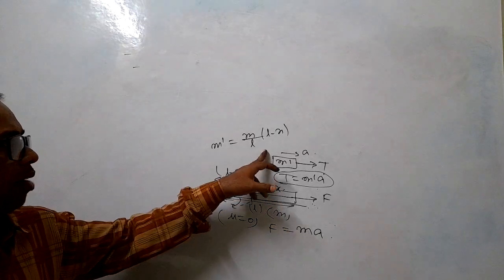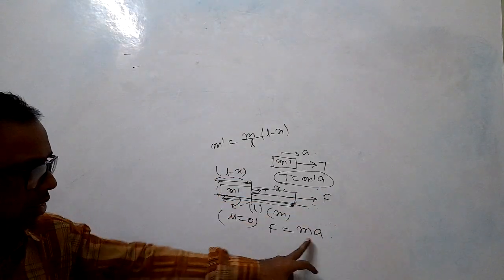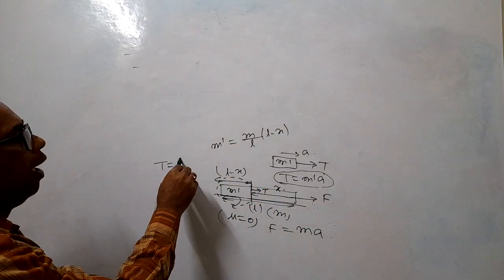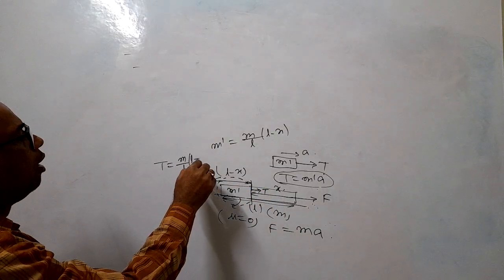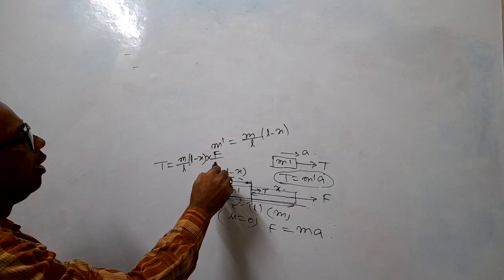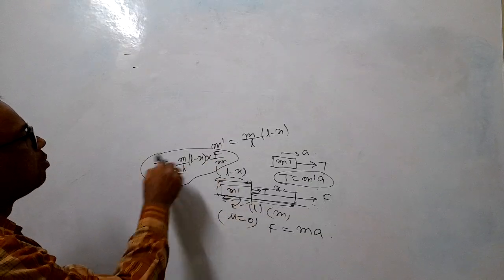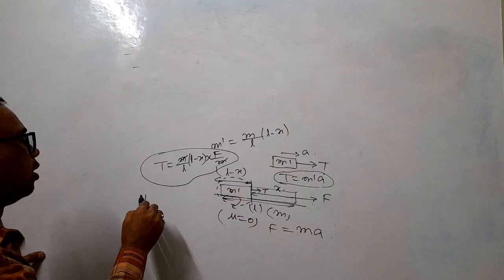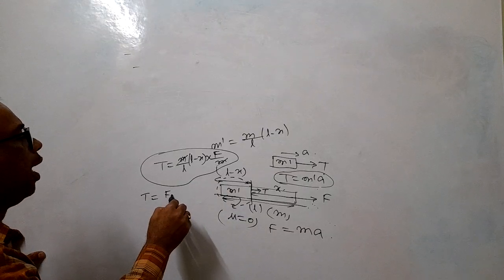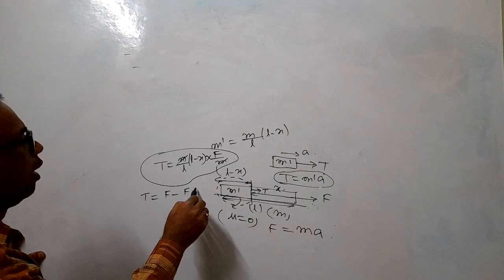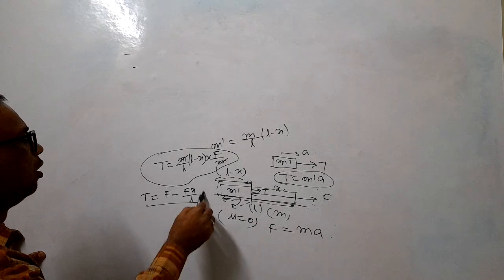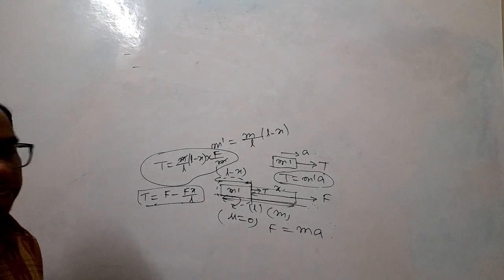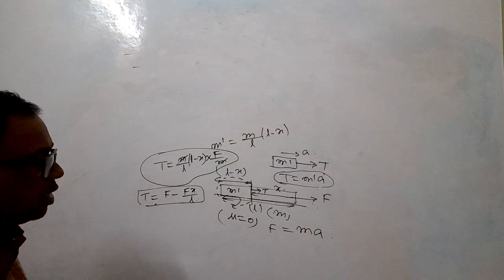And m dash is m by L into L minus x, and acceleration is F by m. So we get the tension here as m by L into L minus x into F by m. The mass cancels. So tension equals FL by L minus Fx by L, like y equals minus mx plus c. This type of graph you get from tension versus x.